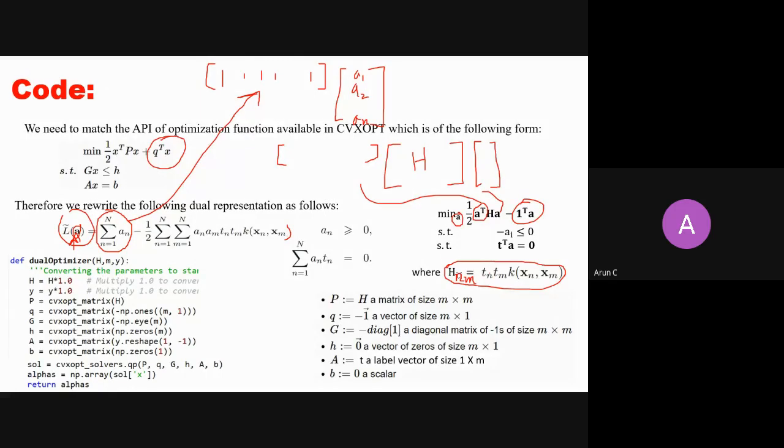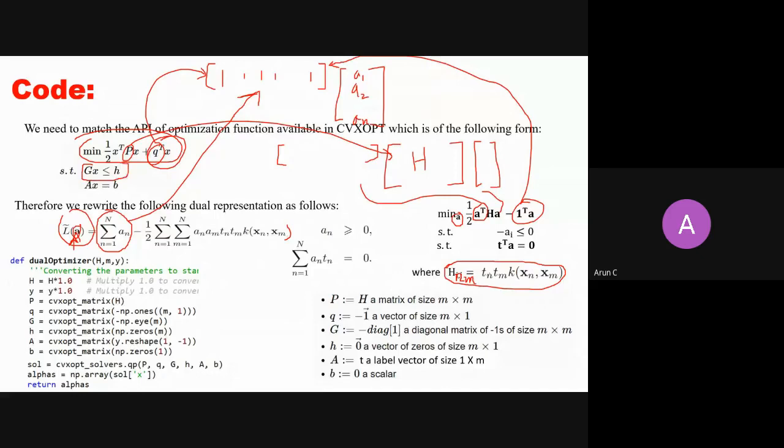So this 1 is nothing but a vector of 1, right? So I have written my objective function like this, where I have calculated my A's, ones, right? And Q is nothing but a vector of 1 here. P is nothing but the matrix H here, right? Then let's come to the constraint. So my constraint says that it should be in this form.